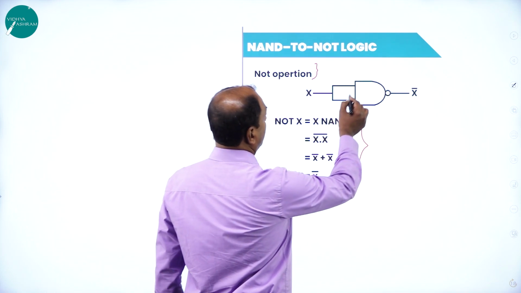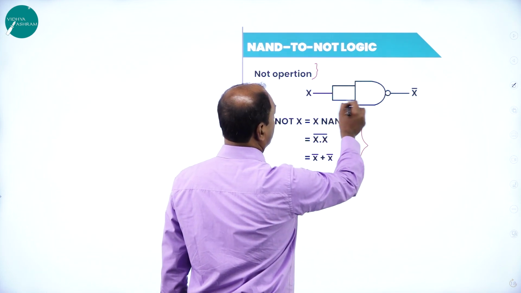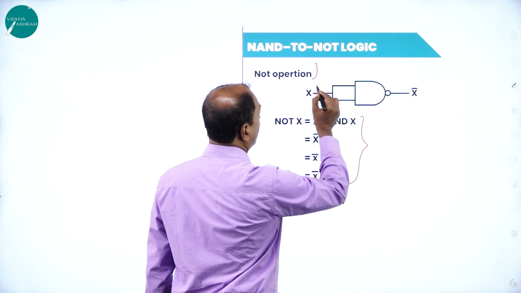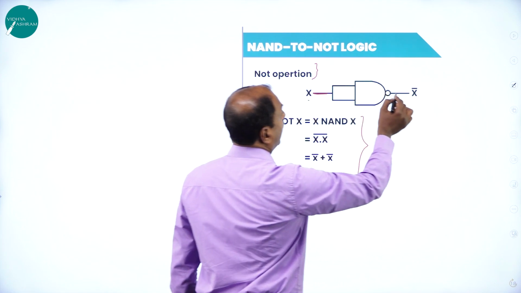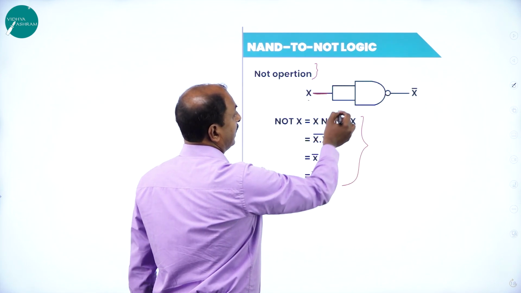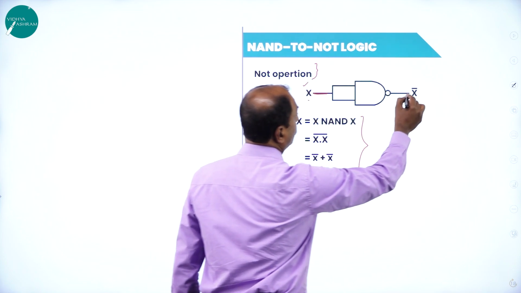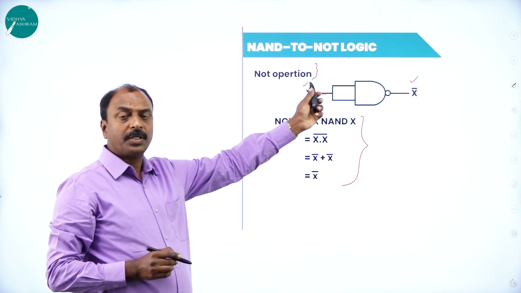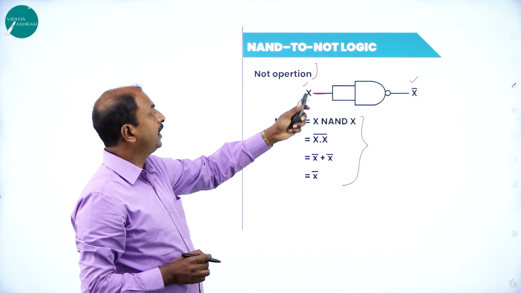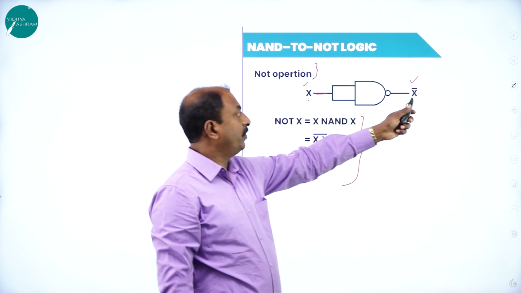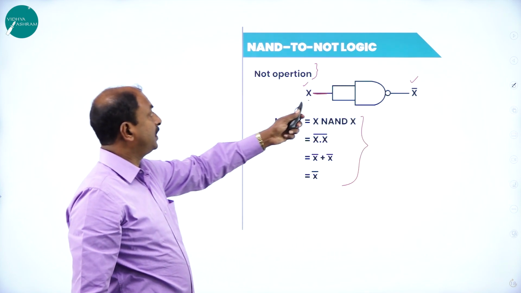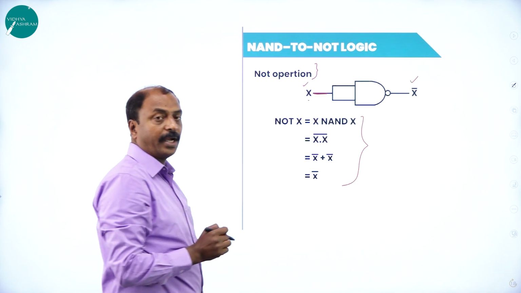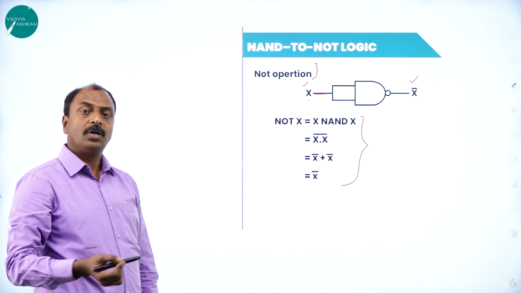Accordingly, the NAND gate takes two inputs, so we join them to form one input. So this input is X and the output is X naught. This is the same result we got for the NOT gate, which takes only one input and always gives one output. So with the help of the NAND gate, we have derived the result of the NOT gate. That is the meaning of NAND to NOT logic.